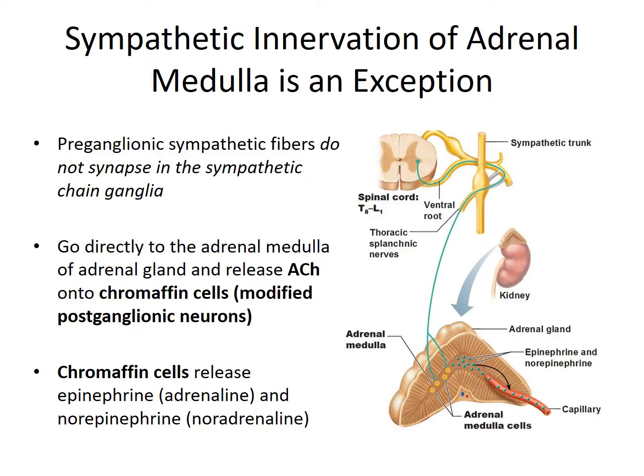So these preganglionic fibers of the sympathetic nervous system go directly to the adrenal medulla, the inner part of the adrenal glands, and release acetylcholine on chromaffin cells, which are modified postganglionic sympathetic neurons. When activated by the preganglionic fibers, these chromaffin cells will release the hormones epinephrine or adrenaline and norepinephrine or noradrenaline.